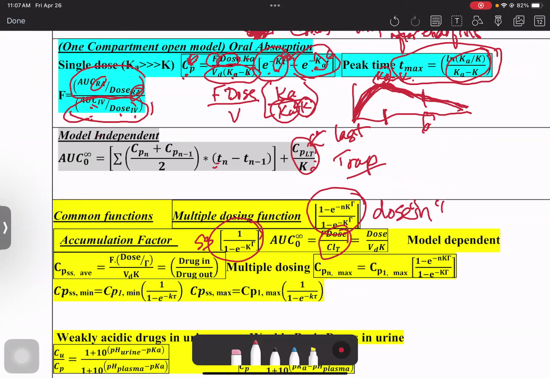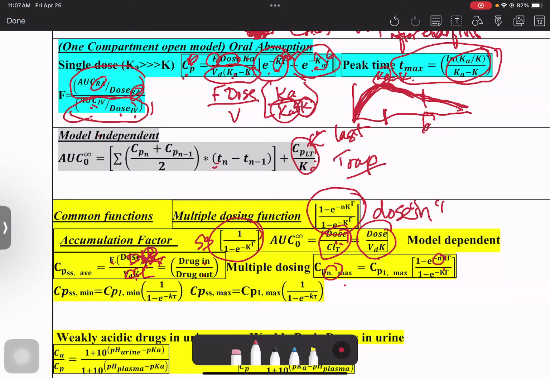Area under the curve, that's given to you a couple of times there, right? Drug in over drug out, bioavailable dose rate over clearance. This is dose rate, dose divided by tau. I just like to think of it as dose rate. I think it's easier. Multiple dosing, so at any concentration N here.